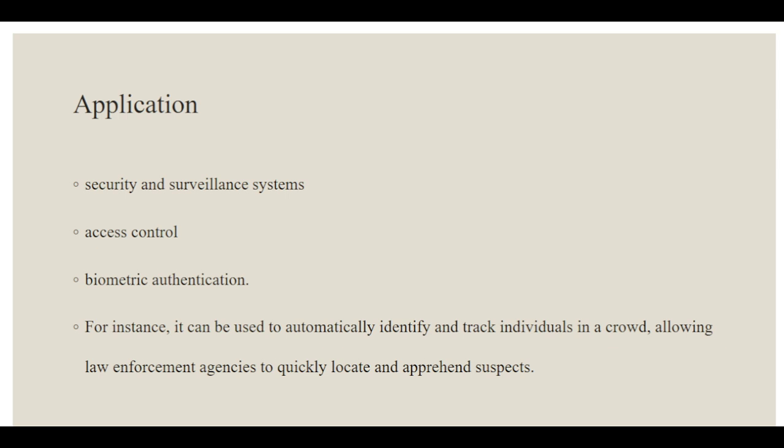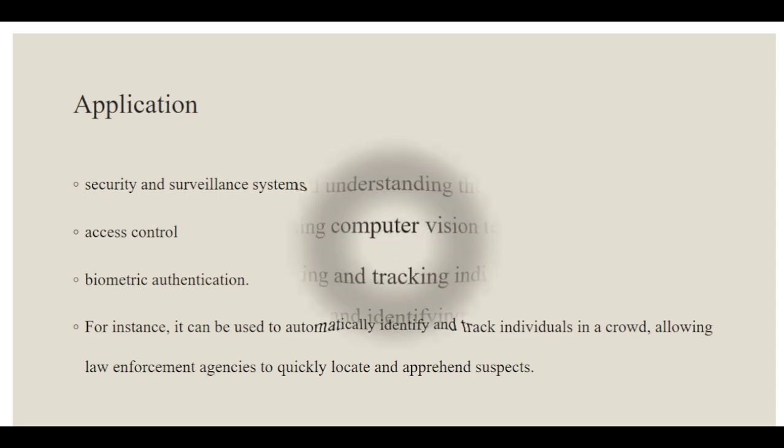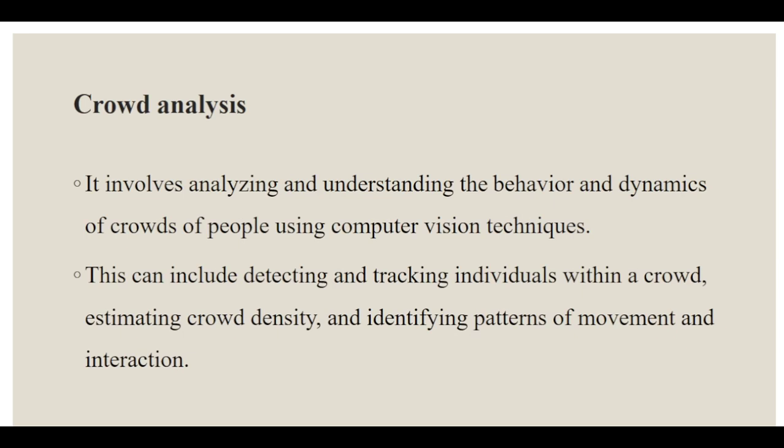For instance, it can be used to automatically identify and track individuals in a crowd, allowing law enforcement agencies to quickly locate and apprehend suspects. Crowd analysis. Computer vision algorithms can analyze crowd behavior and detect abnormal or suspicious activity, such as someone leaving a package unattended or a person moving against the flow of traffic.